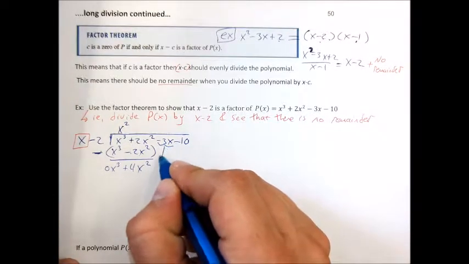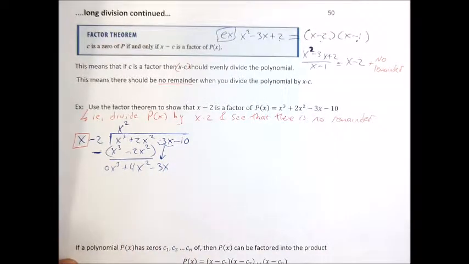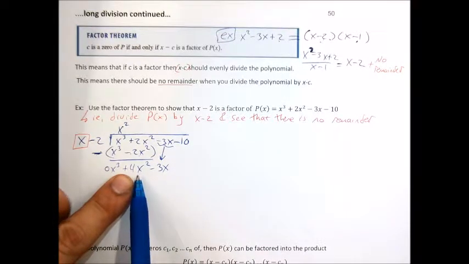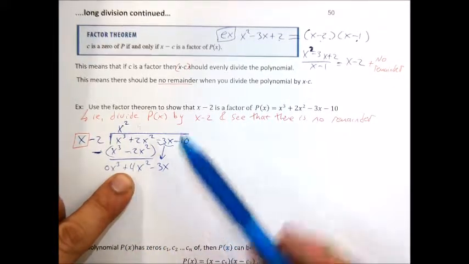And then we bring down the minus 3x and we do it all over again. All right, and then we focus in on the 4x squared. So go ahead and finish this one. Right, so you want to think about what do I need to multiply x by to give me 4x squared, and then that goes up top here.